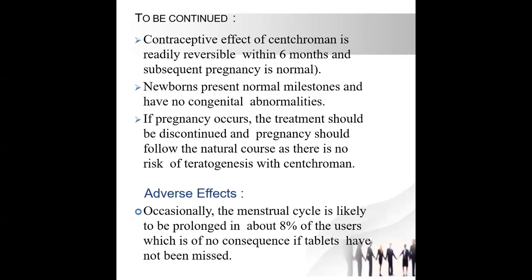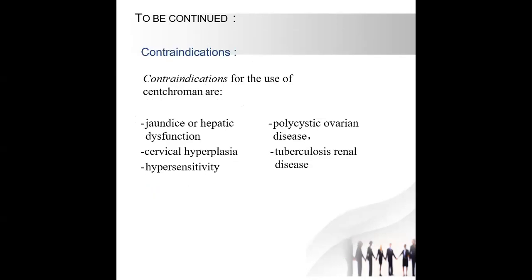But when you look into the adverse effects, occasionally the menstrual cycle is likely to be prolonged in about 8% of the individuals, which is of no consequence if tablets have not been missed. Now, when you look into the contraindications of Centchroman, the contraindications are jaundice or hepatic dysfunction, cervical hyperplasia, hypersensitivity reactions. And apart from that, polycystic ovarian disease, tuberculosis, or renal disease. These are the contraindications for the use of Centchroman.